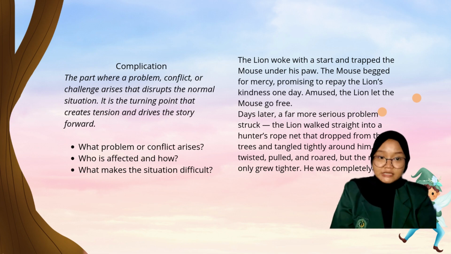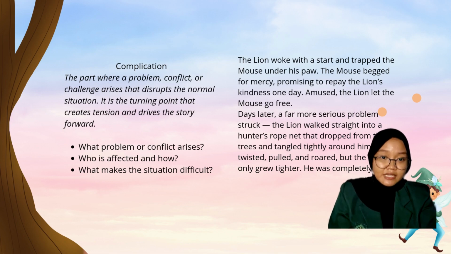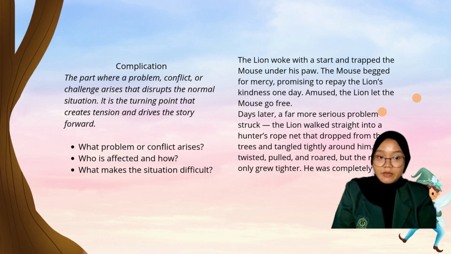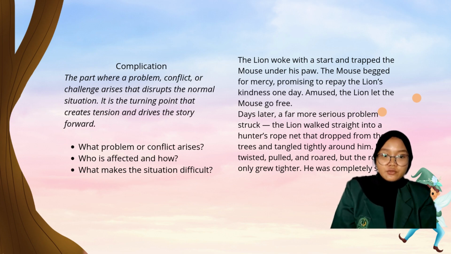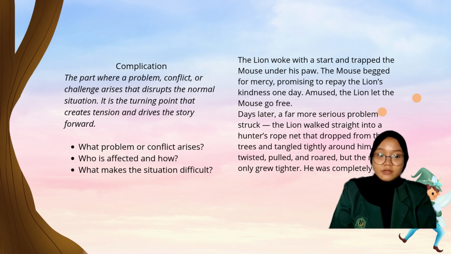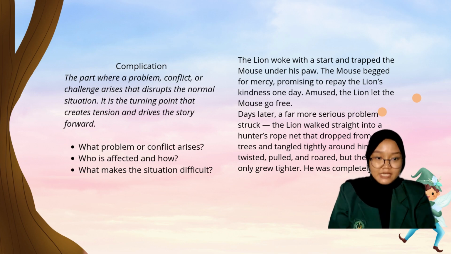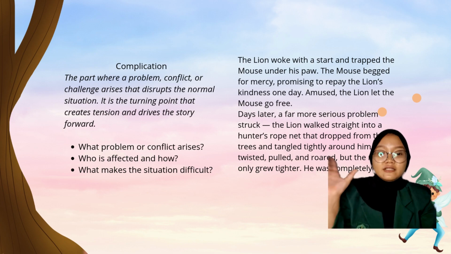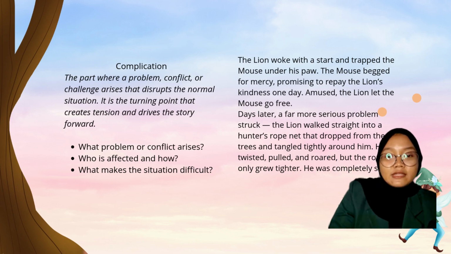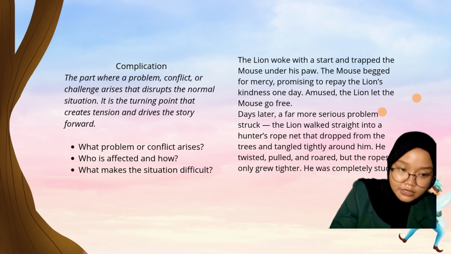Far through the jungle, the tiny mouse heard the lion's desperate roar. Remembering the kindness shown to him, the mouse rushed toward the sound without hesitation. When he arrived, he calmly told the lion not to worry. Using his small but sharp teeth, the mouse cut the ropes one by one, strand by strand, until the net fell away and the lion stepped free. This part is the resolution.